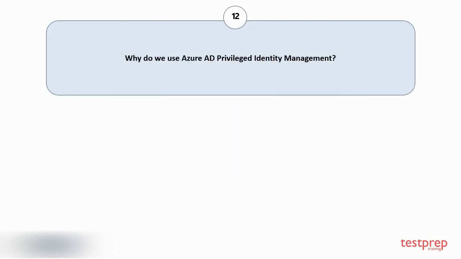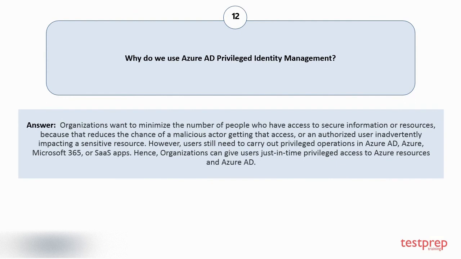Question number 12, why do we use Azure AD Privileged Identity Management? Your answer is: organizations want to minimize the number of people who have access to secure information or resources, because that reduces the chance of a malicious actor getting that access, or an authorized user inadvertently impacting a sensitive resource. However, users still need to carry out privileged operations in Azure AD, Azure, Microsoft 365, or SaaS apps. Hence, organizations can give users just-in-time privileged access to Azure resources and Azure AD.